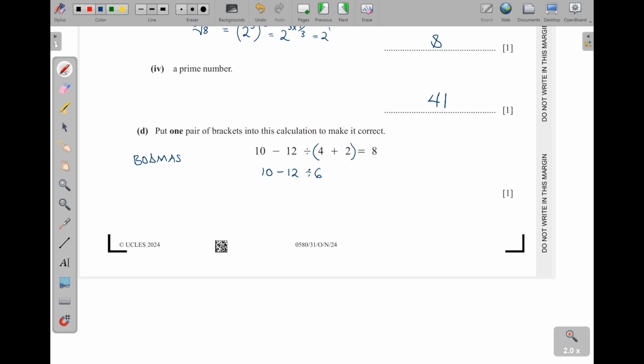Now division comes before subtraction. So I can have now 10 minus 12 divided by 6. You will get 2. Now 10 minus 2, this one gives you 8. So that means the pair of brackets has to be here. They said 1. It is even in bold. 1. Don't write again this one here or any other. It is just 1 pair.